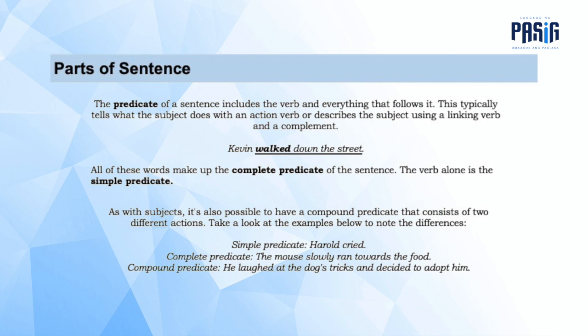Kevin walked down the street. In this sentence, walked is the action verb that tells the reader what Kevin is doing. And down the street is an adverb phrase that modifies the verb by describing where he walked. All of these words make up the complete predicate of the sentence. The verb alone, walked, is the simple predicate.